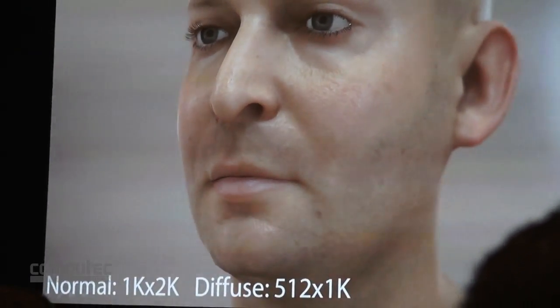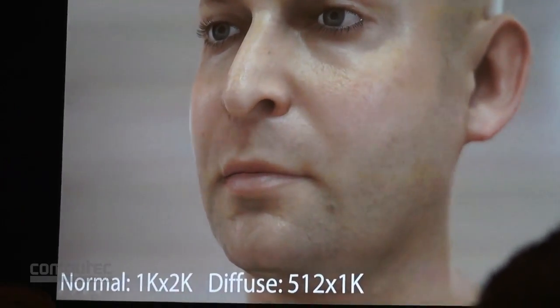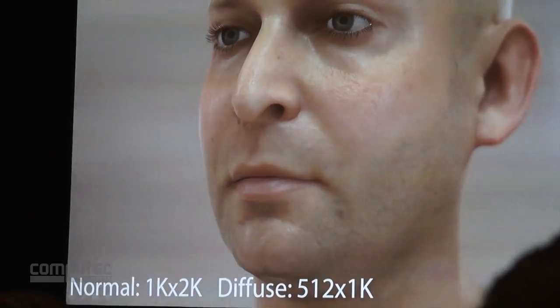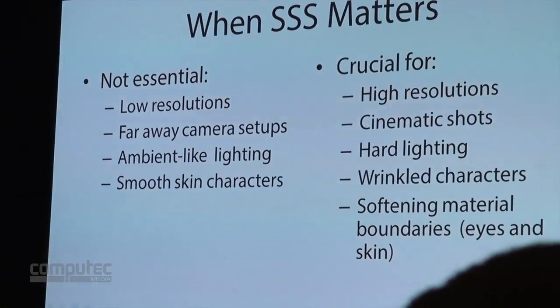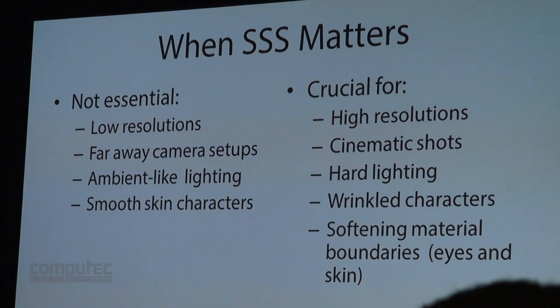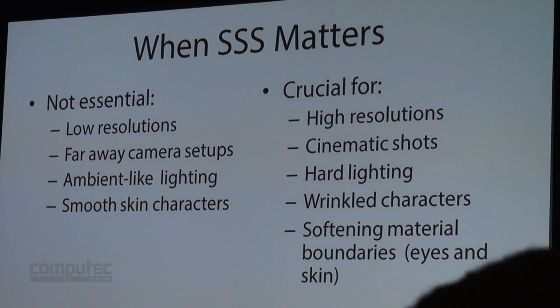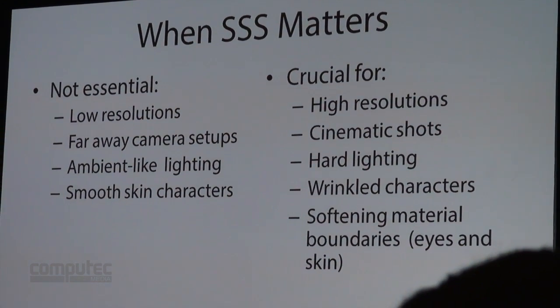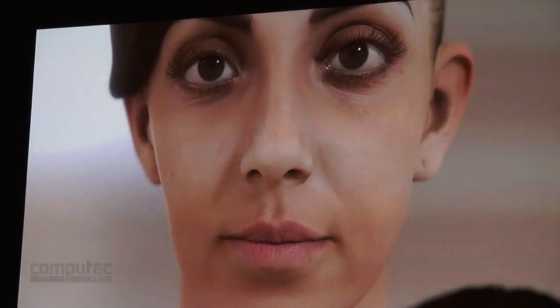And you can even reduce that further to half the size for the diffuse. You get a little more blurred detail in the eyebrows, but this is plausible for use in a game. So, surface scattering importance depends on a lot of variables. Maybe for a smooth woman character in an ambient lighting situation, it is not crucial, as you can see in this comparison. This is off and this is on. This is a subtle difference.